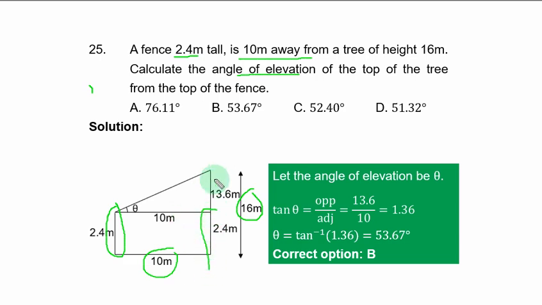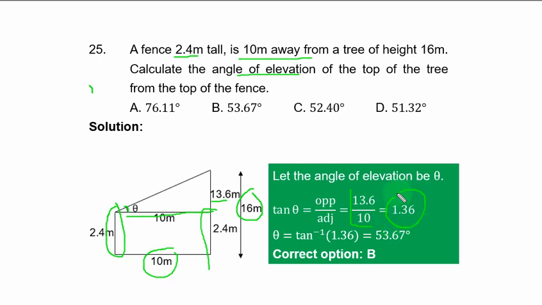So the remaining part becomes 16 minus 2.4, and that is 13.6. The angle of elevation of the top of the tree from the top of the fence, this is the angle of elevation. So you have this as opposite and this is adjacent. So tan theta is opposite over adjacent, and that is 13.6 over 10, and you have 1.36.